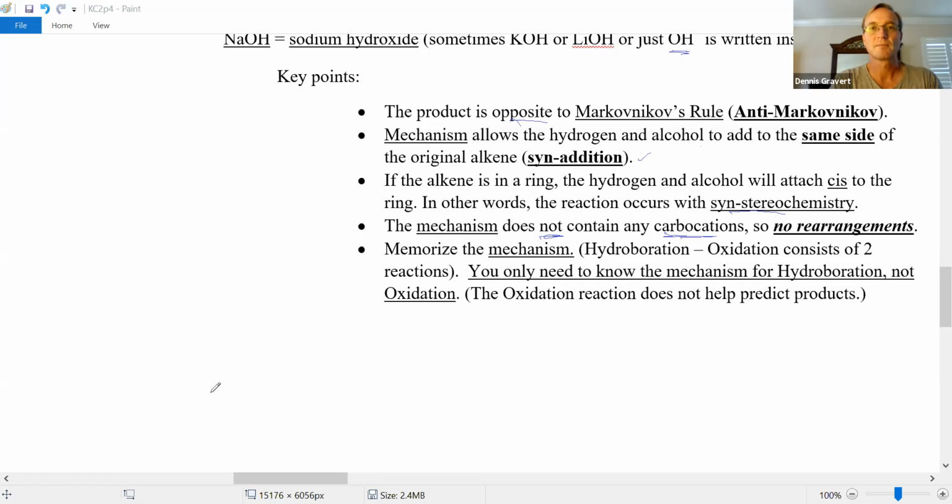There we go. Okay, start with propene again. And then whether it's diborane, B2H6, or BH3, draw the BH3 molecule so you can see one of the bonds between the boron and the hydrogen. And then think of it this way.